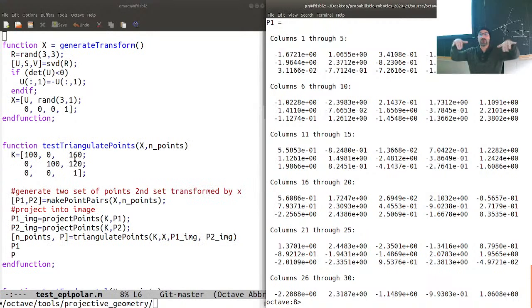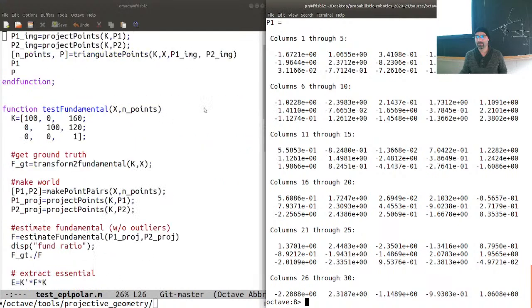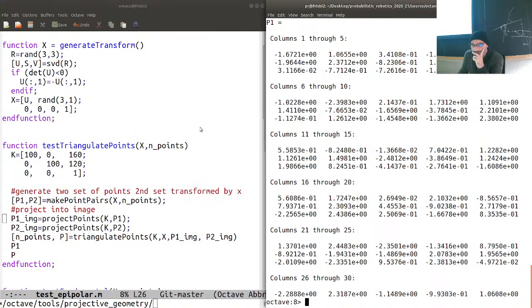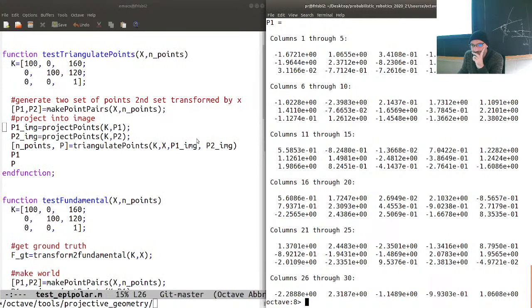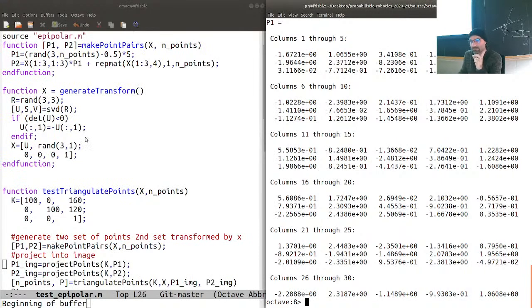Out of these points, we have two sets of points. We have the transform, and what we would like to do is project the points and then triangulate them again, right? Because we have the points, now we can calculate directions, we have the transform, and now it's the time to figure out whether our functions for triangulating the points work. Clear?